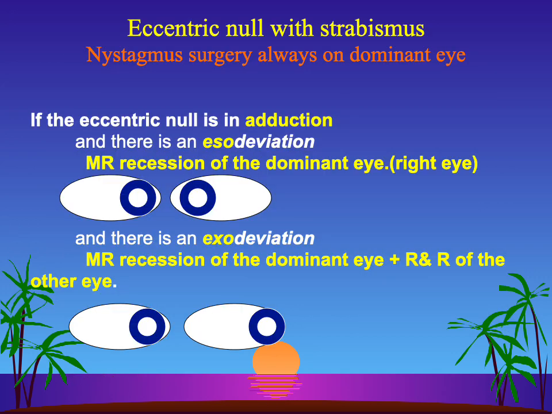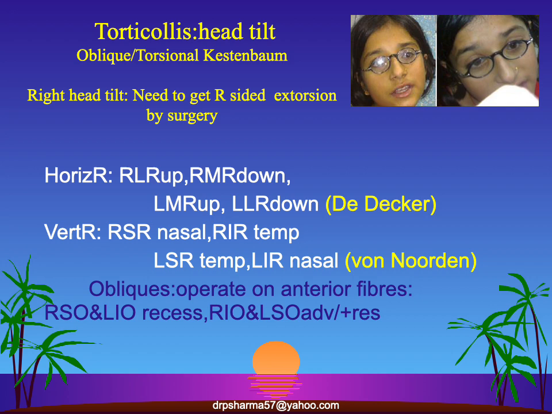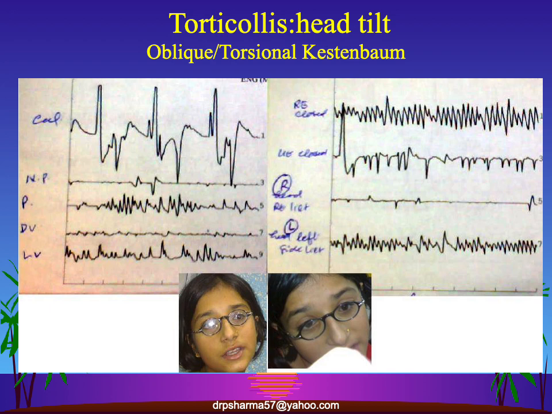With an eccentric null with strabismus, one should look into which is the dominant eye, as the nystagmus surgery would be done on the dominant eye and the strabismus surgery can be done on either of the eyes. For a vertical face turn, the same principle applies: we operate on the vertical recti, the superior rectus or the inferior rectus, and for a head tilt an oblique Kestenbaum procedure can be done by using the oblique muscles.